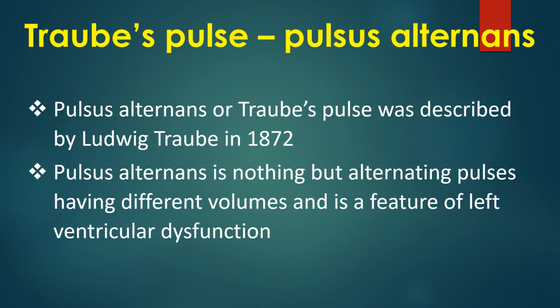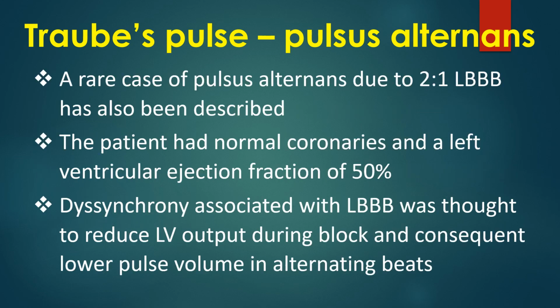It is well known that pulsus alternans can be augmented by a premature ventricular contraction. A rare case of pulsus alternans due to 2:1 left bundle branch block has also been described. The patient had normal coronaries and left ventricular ejection fraction of 50%. Dyssynchrony associated with LBBB was thought to reduce left ventricular output during block and consequent lower pulse volume in alternating beats.